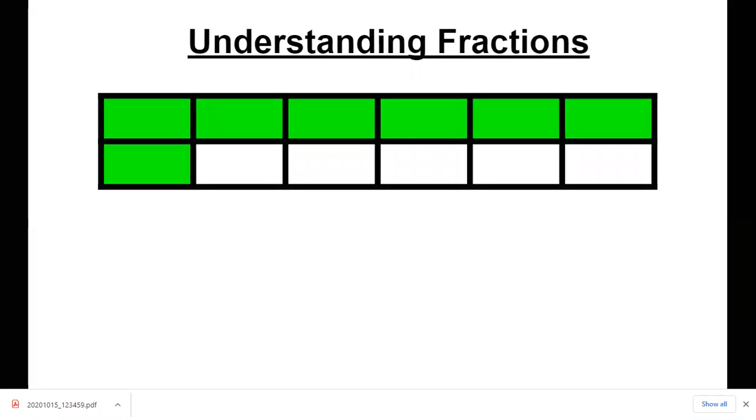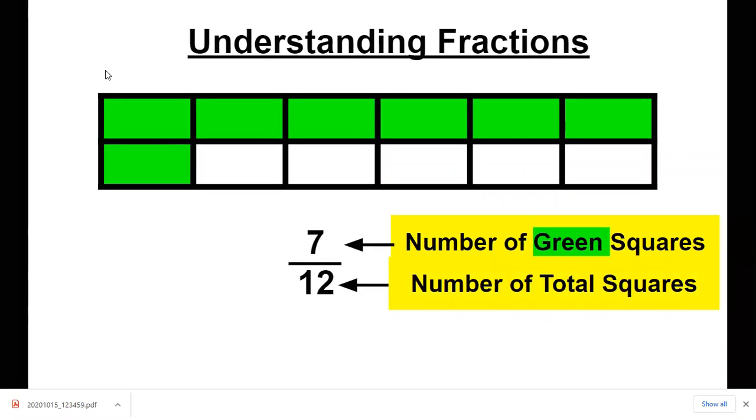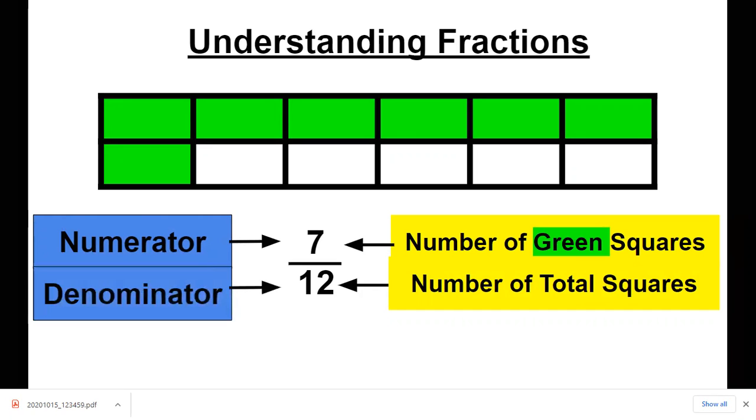Here we have a certain portion of our box colored in. What fractional part of this object is colored in? Well, it would be 7/12. Where do I get that? The 7 comes from the green squares that are colored in: 1, 2, 3, 4, 5, 6, 7. And the bottom number, the 12, comes from the total number of squares. We have 12 pieces there. The 7 is called the, I hope you're saying numerator, and the 12 is called the, I hope you're saying denominator. Okay, great. Let's move on.